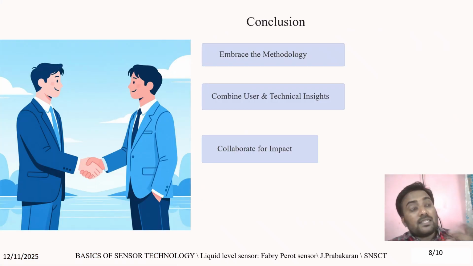Finally, the application of design thinking to the Fabry Perot liquid level sensor clearly illustrates how human-centered design principles can revolutionize industrial sensing. By following the stages of empathy, define, ideation, prototyping, and testing, we can create sensors that are not only technologically advanced but also valuable and reliable for end users.